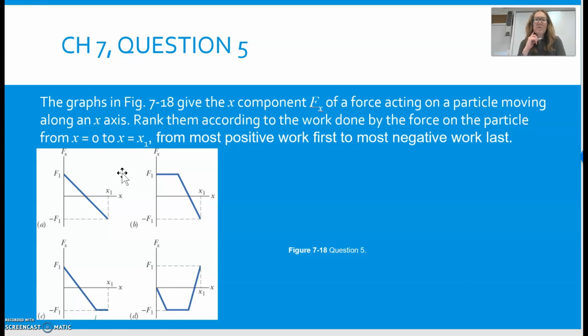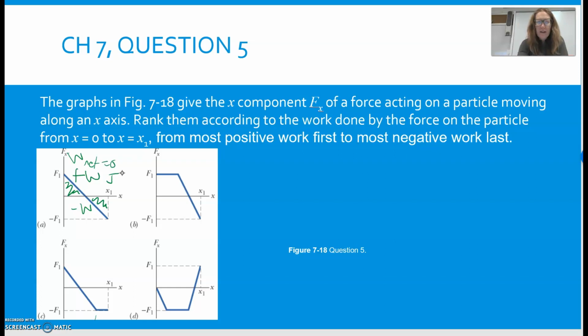So we're asked to rank the work done by this force, greatest to least. If I'm looking here, I'm estimating that this triangle looks about the same as this triangle, but this is positive work and this is negative work here. They look like they cancel. I'm going to say net work is 0 joules here.